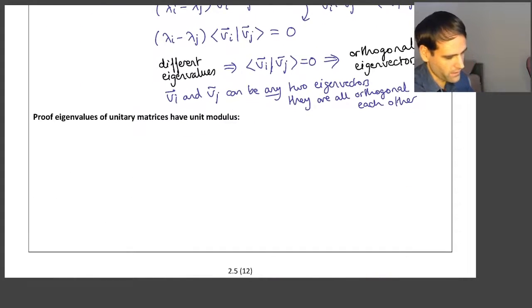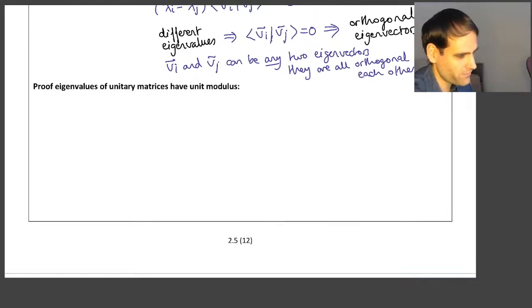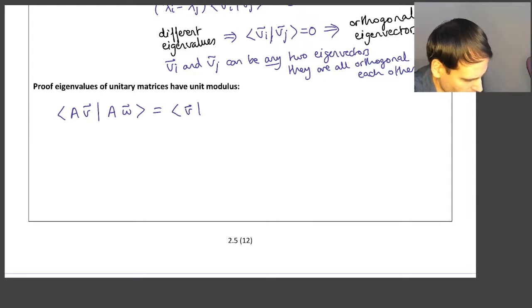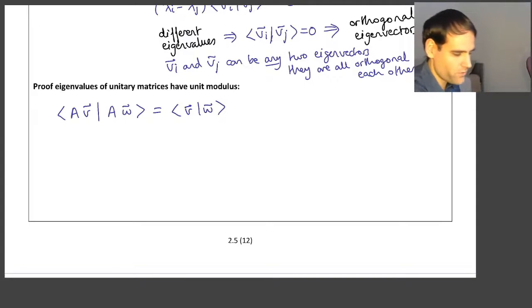Next, let's prove that the eigenvalues of unitary matrices have a unit modulus. This one is a bit shorter. When we studied unitary matrices, we know that they preserve the angles and the lengths of vectors. And actually, you knew that a matrix A times vector V, inner product with the same matrix A times some other vector W, is equal to the inner product of vectors V with W. This was a property of unitary matrices.